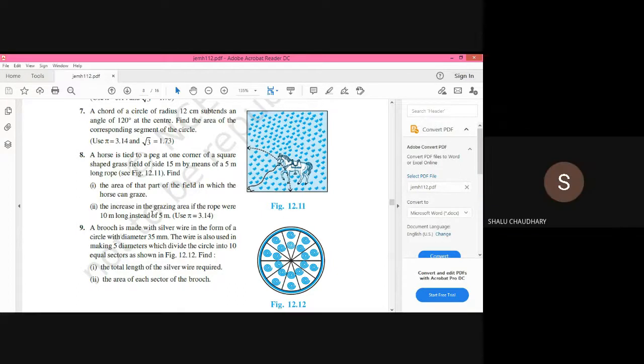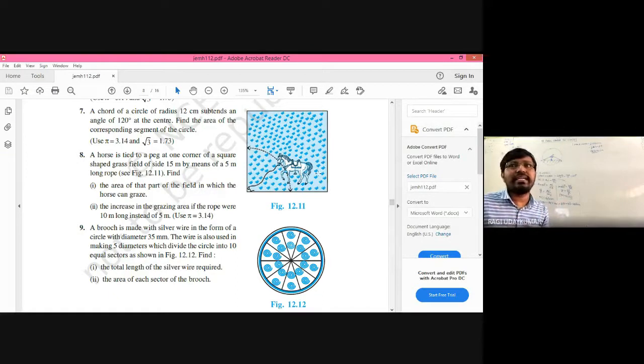Yes, sir. Simple, just application. With 90 degrees, we have already done all these problems. Now, the increase in the grazing area if the rope were 10 meters long instead of 5 meters. The rope length is made 10 meters long. If it is made 10 meters long, what is the area it can graze?